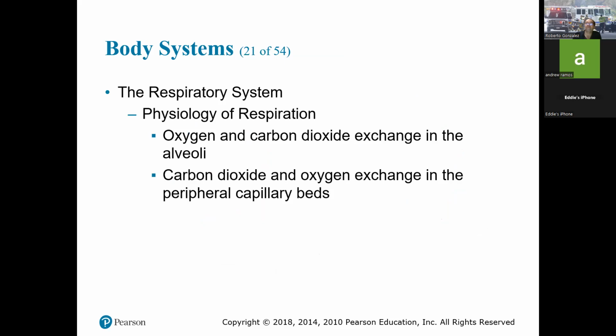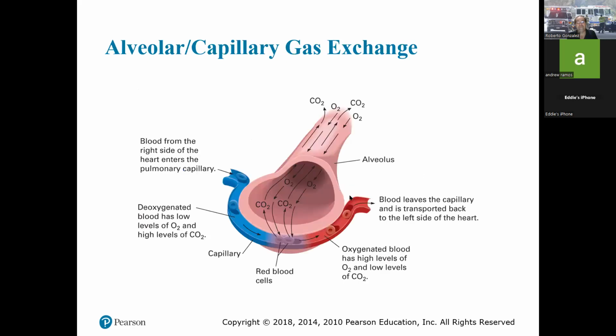Physiology of respiration. We start dealing with oxygen and carbon dioxide exchange in the alveoli, and they also have carbon dioxide and oxygen exchange in the peripheral capillary beds, which deals with the tissues and organs. And normally you breathe in oxygen, which goes inside the tracheal tube, and it gets housed right here.